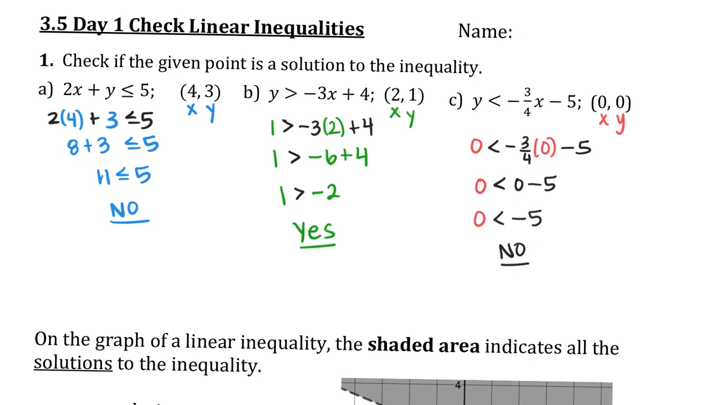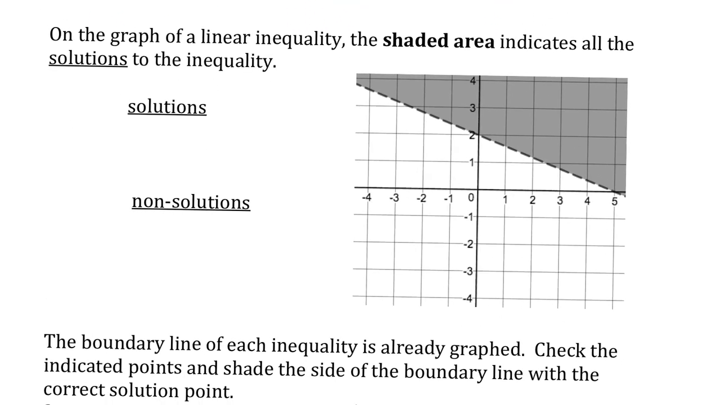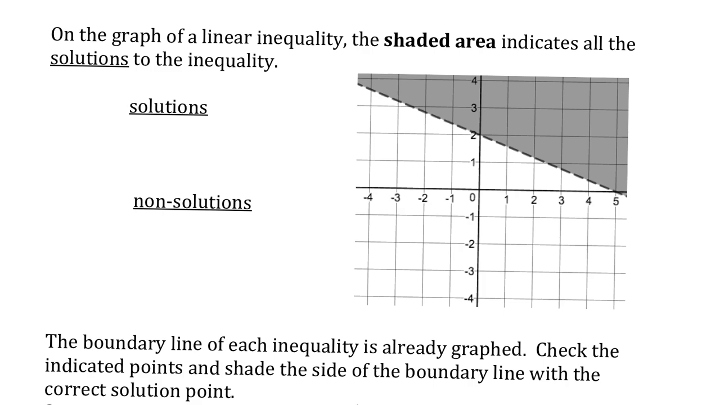Okay, now we're going to look at the graph of a linear inequality, and then we're going to try to see why it's important to check points. On the graph of a linear inequality, which this is an example of, the shaded area indicates all the solutions to the inequality. So for this particular graph, which is already graphed for me, I'm going to list some solutions to the inequality. The solutions are everything in the shaded area, so all the points up here, and including the ones that go off the graph. There's an infinite number of points.